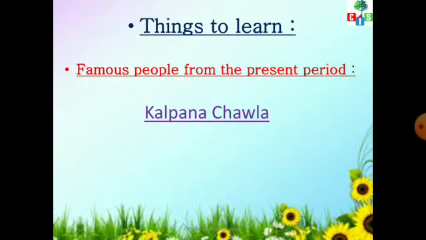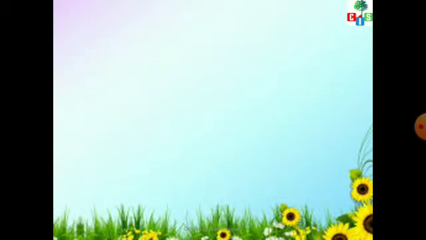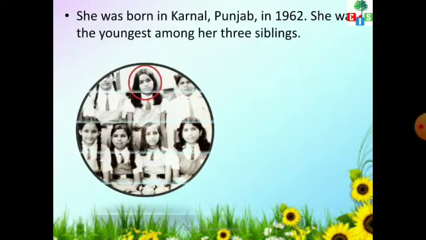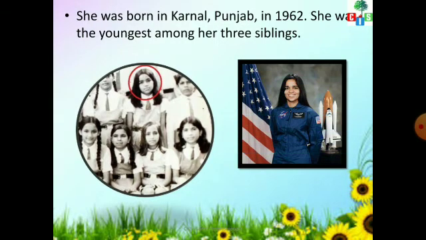I know that you all have heard the name of Kalpana Chawla, but do you know where she was born and how she did her aerospace engineering? So let's see the detailed information about Kalpana Chawla. Children, Kalpana Chawla was born in a place called Karnal, and it is in Punjab, and she was born in the year 1962. She was the youngest among her three siblings. Siblings means brother and sister, and youngest means smaller one. So she was born in Karnal in Punjab in the year 1962.